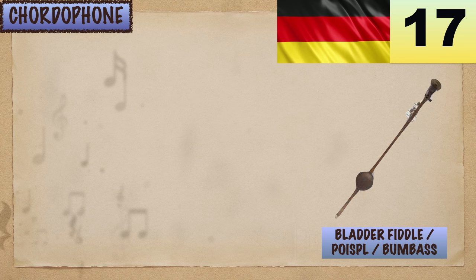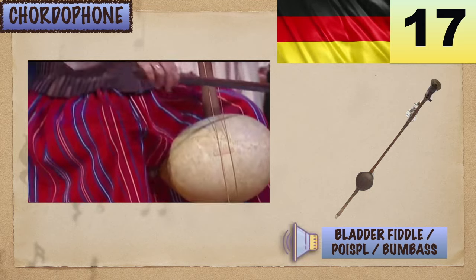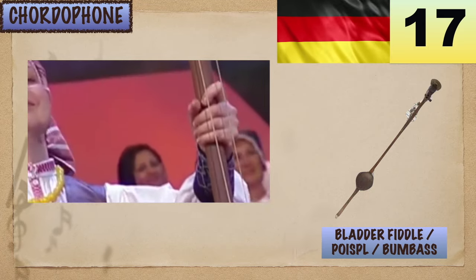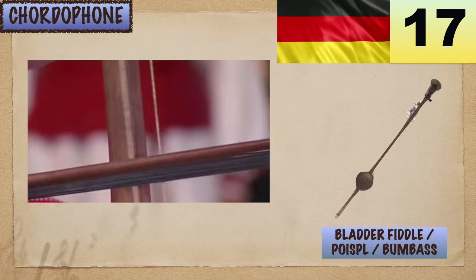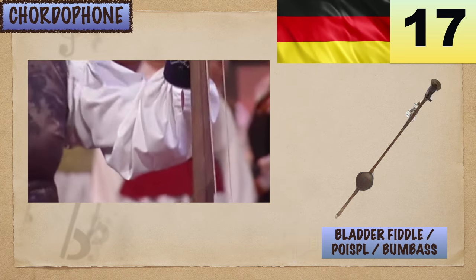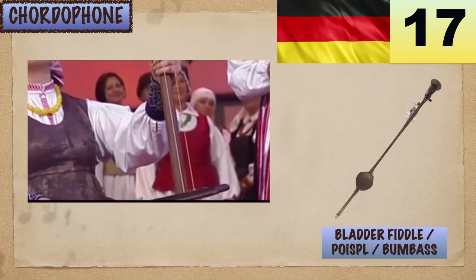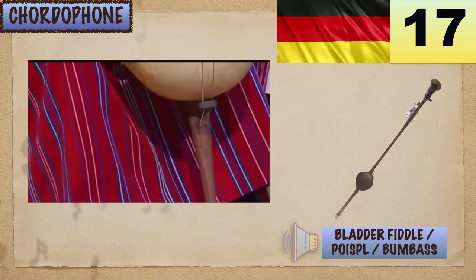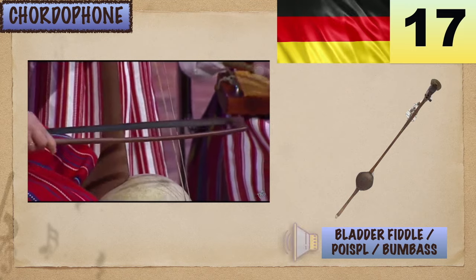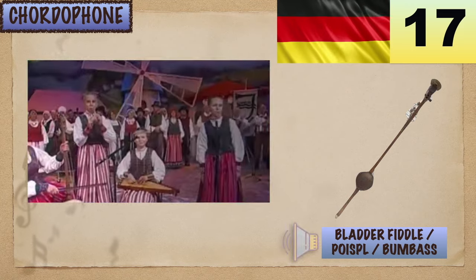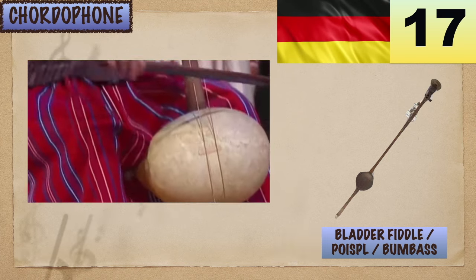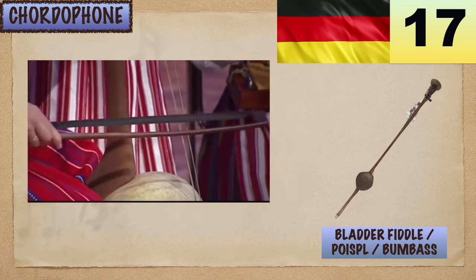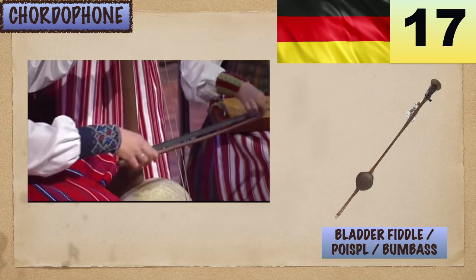Blasser, Fiddle, Poispl, or Bumbass. Chirlik, chip, chirlik, chip, vengos peli aduas. Ateja peli adu ir neprašyta.